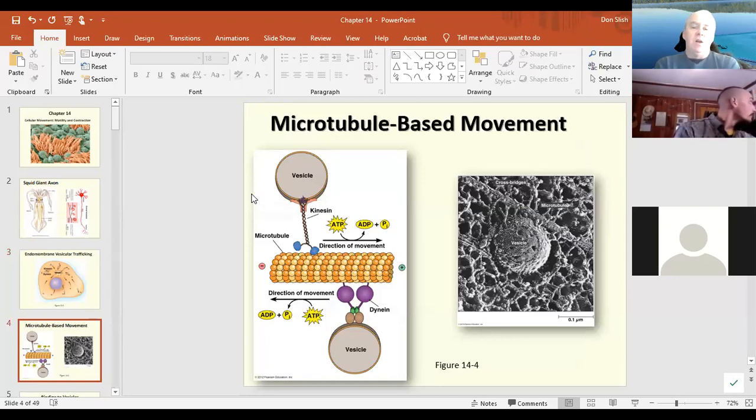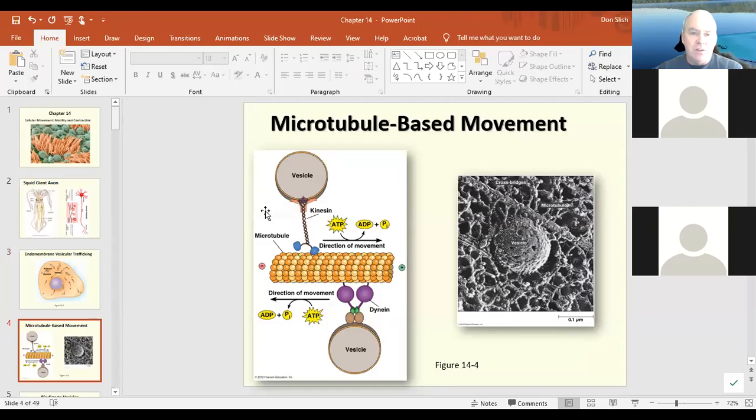In the last chapter, we talked about non-motor MAPs, which help to organize and polymerize the microtubules. These are the ones that are actually motor MAPs, and they're moving things around. So we've got two different kinds, kinesin and dynein. You can see structurally they're pretty different from each other, but they both have two globular heads sticking out. So this is kinesin, that's dynein there.